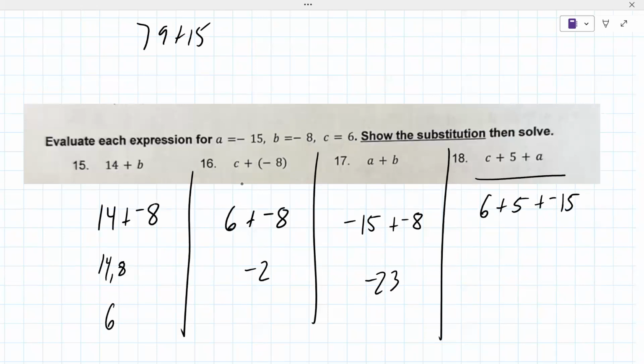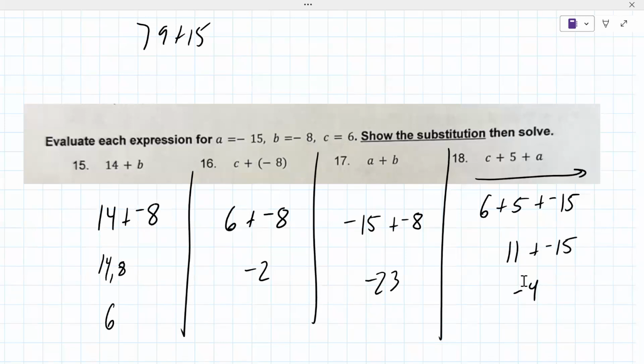And the last one there, 6 plus 5 plus negative 15. You want to do this from left to right. So you do 6 plus 5, which is 11, and then minus 15. So it's going to be negative 4.